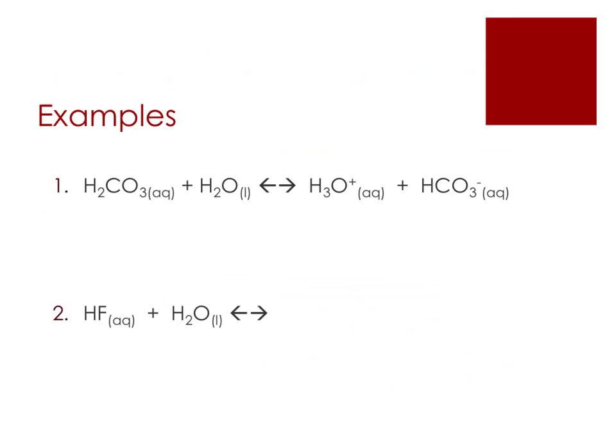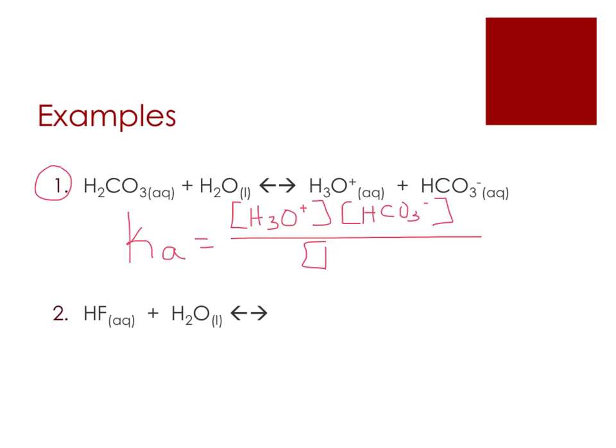Let's practice writing some Ka expressions for some real acids. Looking at number 1 here, our Ka is going to be equal to the concentration of products, H3O+ and HCO3-, divided by the concentration of the undissociated acid in the reactants. Again, we do not include water because the concentration of liquids is constant.